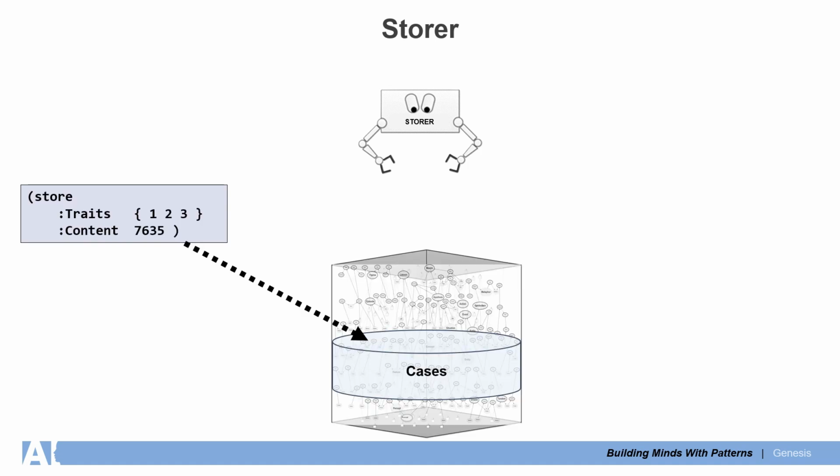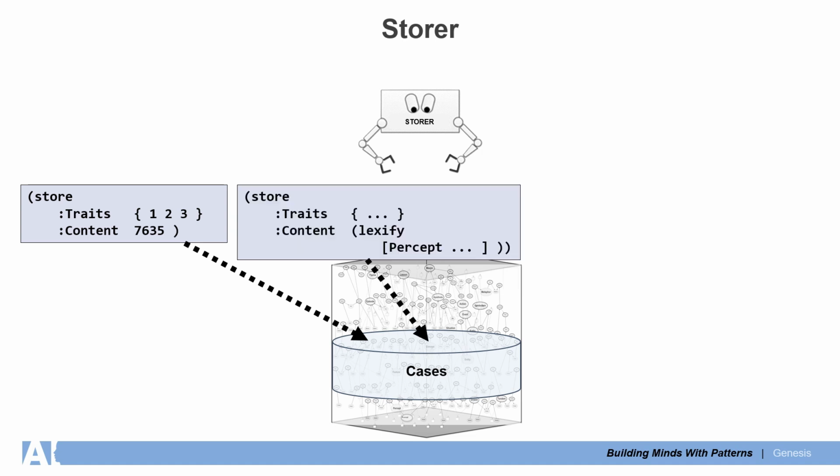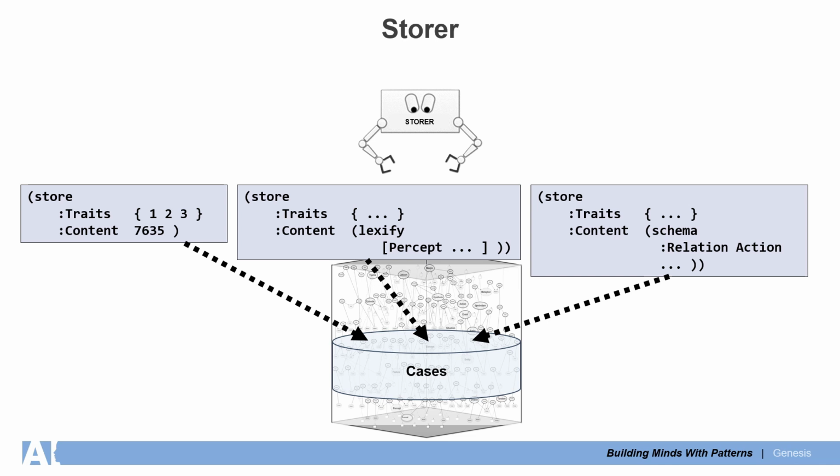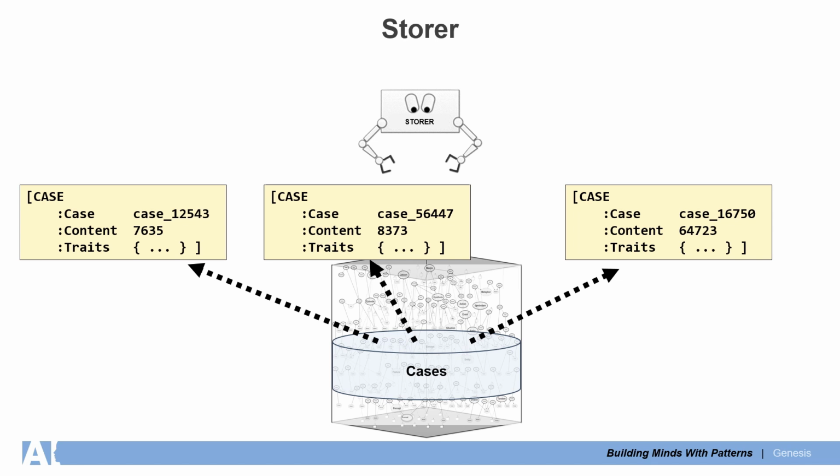In this example, the storer was requested to store reifier 7635, having 3 trait reifiers. A second request will lexify a percept and store some hypothetical traits. And a third request will store some hypothetical traits for a hypothetical action schema. In all 3 situations, the storer will create cases for each request in associative memory. Each case contains a case identifier, a list of traits, and a content reifier.